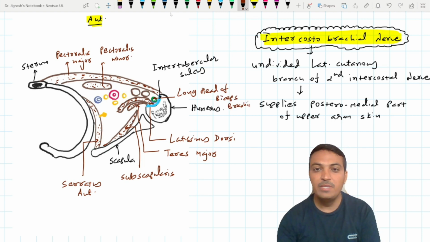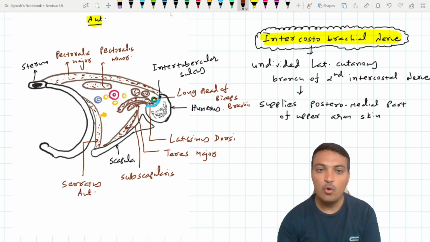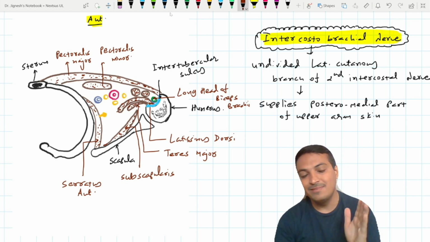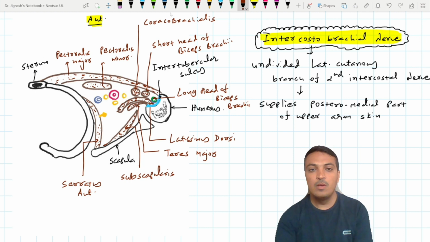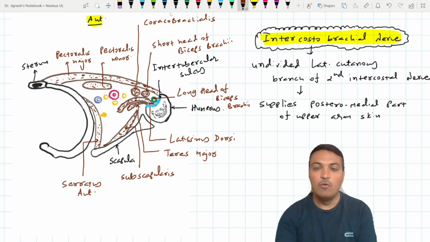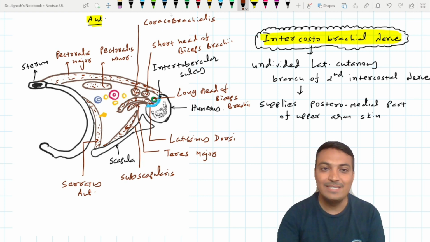Along with the long head of the biceps brachii, we find two more muscles. One is the short head of the biceps brachii, and one is the coracobrachialis muscle, which are also going to form this lateral wall of the axilla. So this is all about the walls of the axilla. Now let's move on to the content of the axilla.